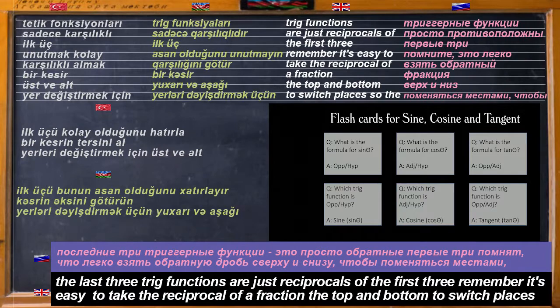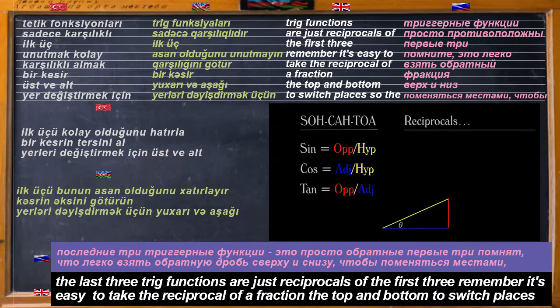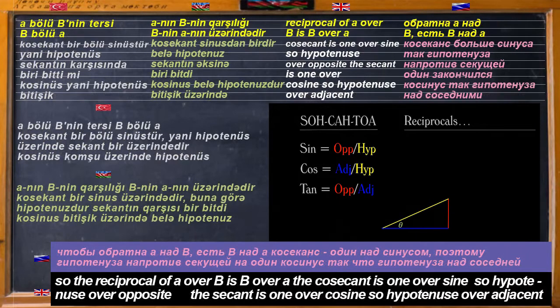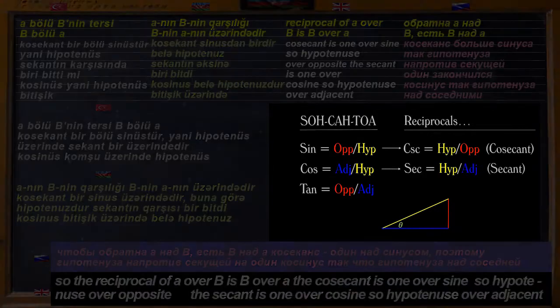The last 3 trig functions are just reciprocals of the first 3. Remember, it's easy to take the reciprocal of a fraction. The top and bottom just switch places. So the reciprocal of a over b is b over a. The cosecant is 1 over sine, so hypotenuse over opposite. The secant is 1 over cosine, so hypotenuse over adjacent.